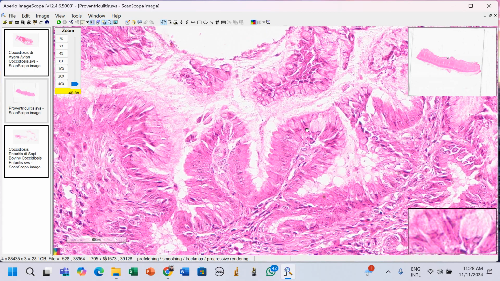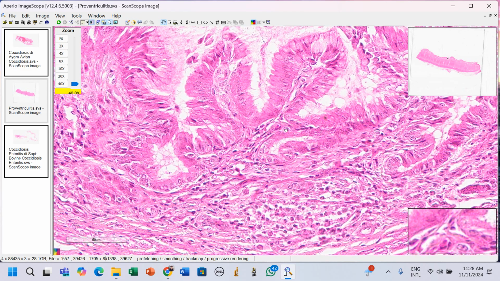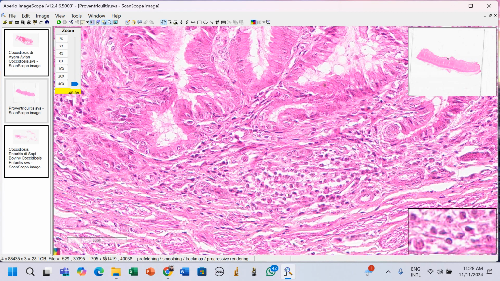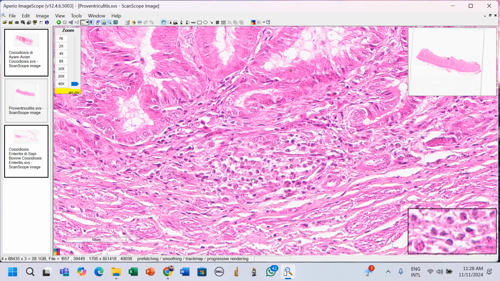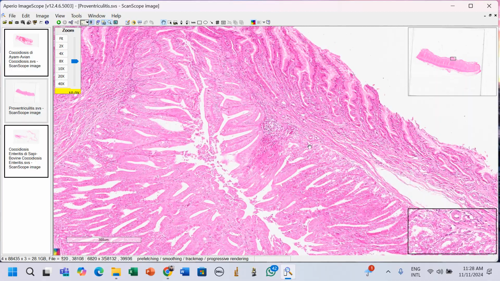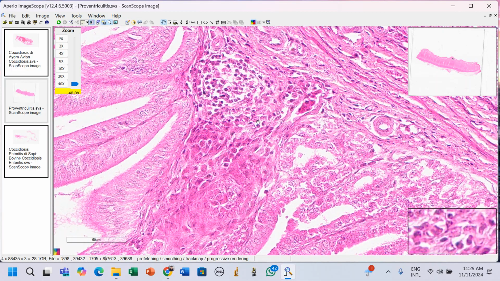Lots of goblet cells in the proventricular cells, and then the proventriculitis itself is characterized by inflammatory cells in the submucosa, under the epithelia of the proventriculus, just like this one here. You will find numerous inflammatory cells like macrophages and mainly also lymphocytes. Here, the inflammatory cells here.